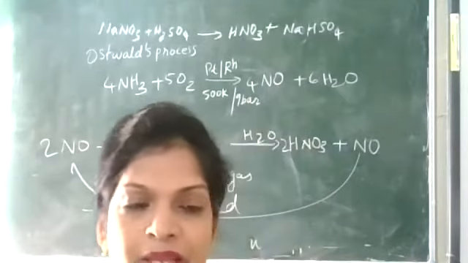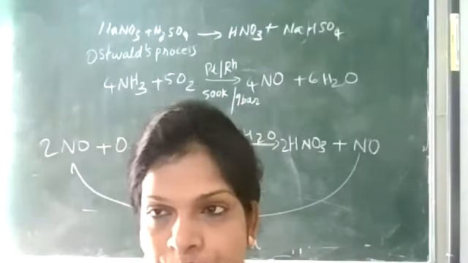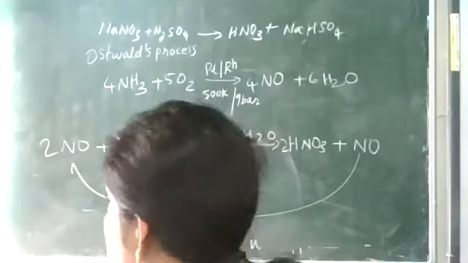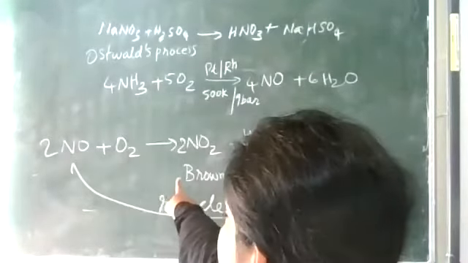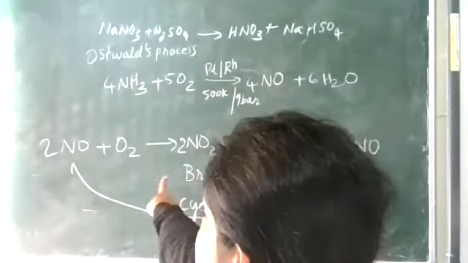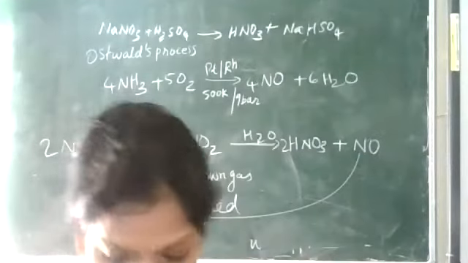Right, one question. NO becomes brown when released in air. Why? NO becomes brown when released in air because NO reacts with oxygen of air to form NO2. NO2 is a brown gas.